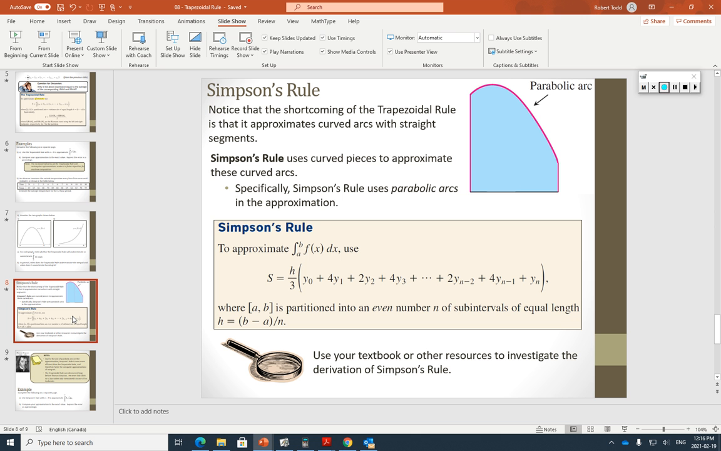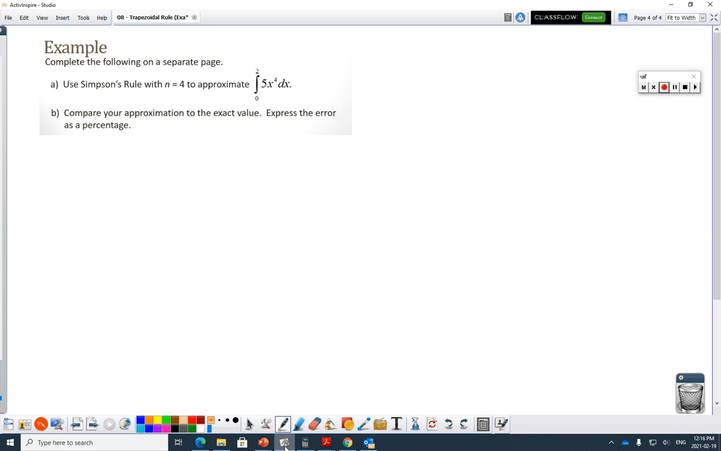Yeah, alternate between 4s and 2s for some reason. You know, he did some work and decided this was the best thing to do. Use Simpson's rule with n equals 4 to approximate this curve.